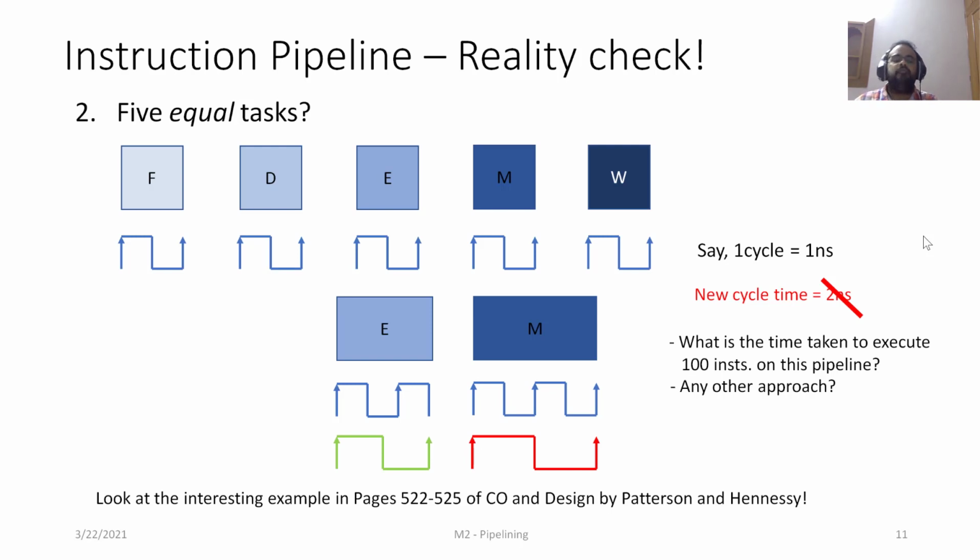So in this regard, I would like to point you all to an interesting, very intuitive example from the textbook Computer Organization and Design, RISC-V Edition by Patterson and Hennessy. Do go through it. It's very well explained, and you'll see the impact of unbalanced stages on the throughput. Okay, we can discuss it further in the upcoming live session if you want.